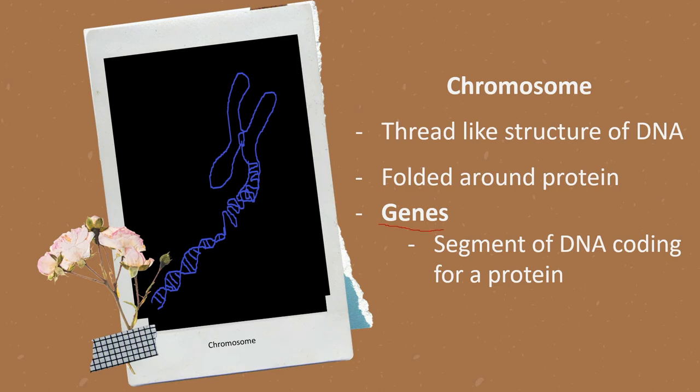Now let's look at gene. A gene is a segment of DNA that codes for a specific protein. So one gene codes for one protein. Let's say this segment here in red codes for your red hair. Then this is the gene for red hair. And let's say this segment here in blue codes for blue eyes. So this is the gene for eyes.